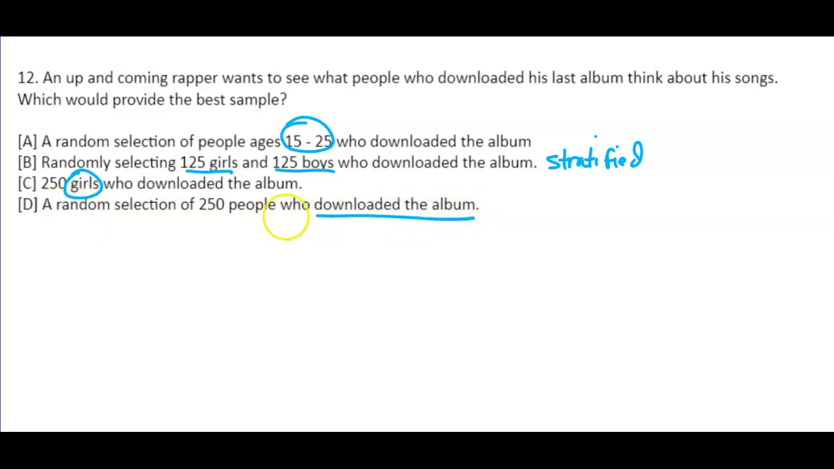So this is basically taking the complete roster of people who downloaded it and randomly selecting 250. This is an example of a simple random sample. As we learned in class, unless there's a lot of bias, simple random sampling is the most accurate way to collect your data. So the answer for this one should be D.